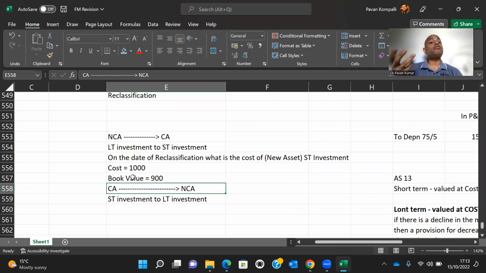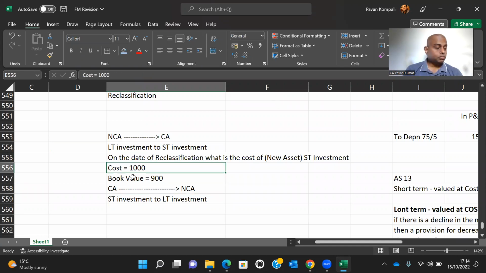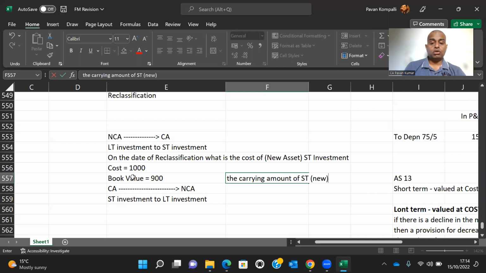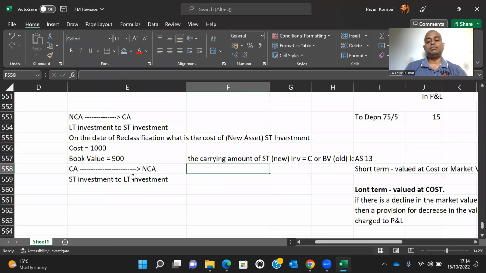Why? There could be a permanent fall. So 100 rupees reduced. The board of directors of the investor company thought the investee company's market price reduction is permanent. So we created a provision for 100 rupees. This is possible. So now the book value or the carrying amount of the short-term new asset, short-term investment, is cost or book value of old asset, whichever is lower. Khatam.